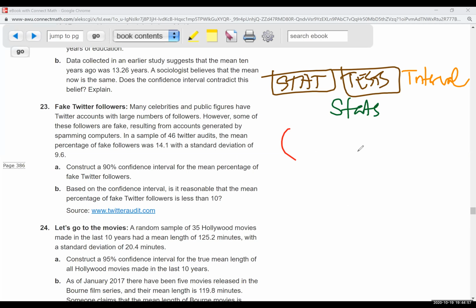What did you get? So yes, 11.723 and 16.477. That's what I got too. So 11.723.